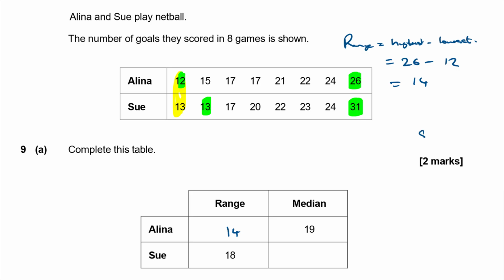If you know the number of games you've got, if you add 1 and divide by 2, that's going to tell you where the middle one is. So 8 plus 1 is 9, divided by 2 is 4.5. So it's the 4.5 value that we need to find. In other words, it's halfway between the 4th and the 5th value. So if we find the 4th and the 5th value, which is those two there, we want to find the halfway point between those two. So halfway between 20 and 22 is going to be 21.